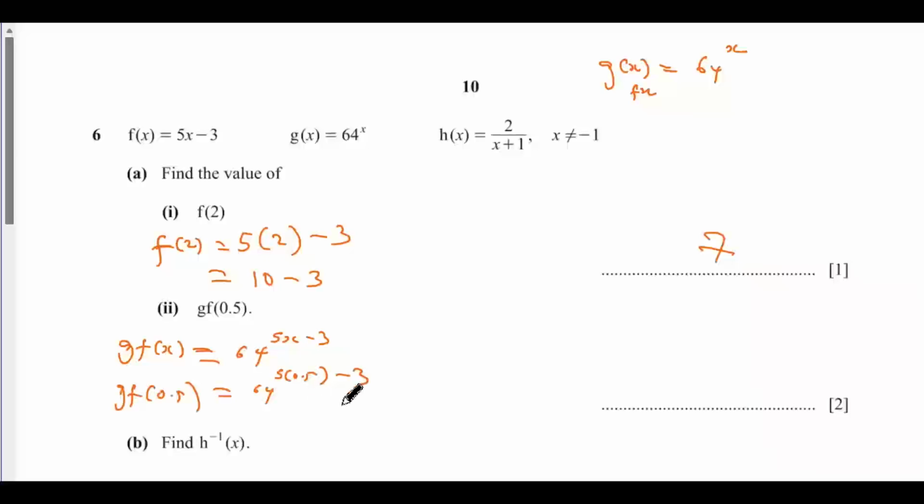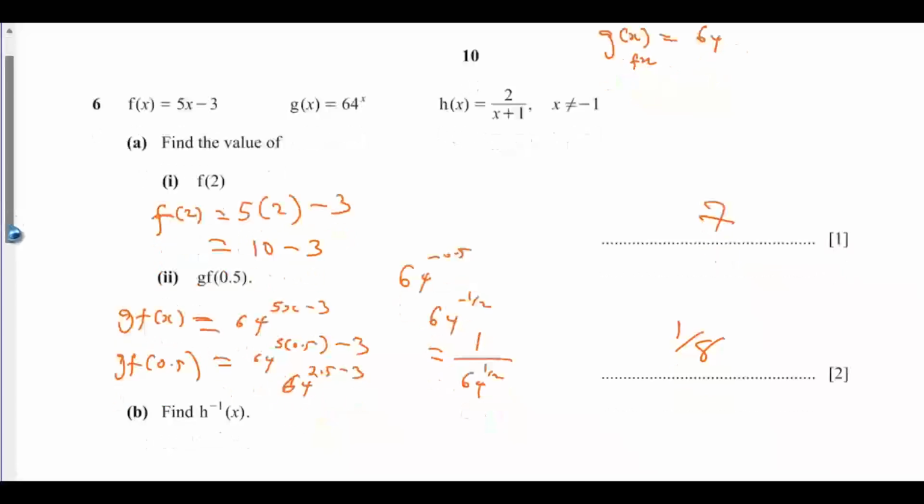So back to the solution here. If you do this, you have 64 to the power of 5 times 0.5, that will give you 2.5 minus 3. So that will give us 64 to the power of minus 0.5, which is the same thing as 64 to the power of minus 1 over 2, which is the same thing as 1 over 64 to the power of 1 over 2, which is the same thing as 1 over 8. So 1 over 8 by applying the law of indices there. Let's scroll down.